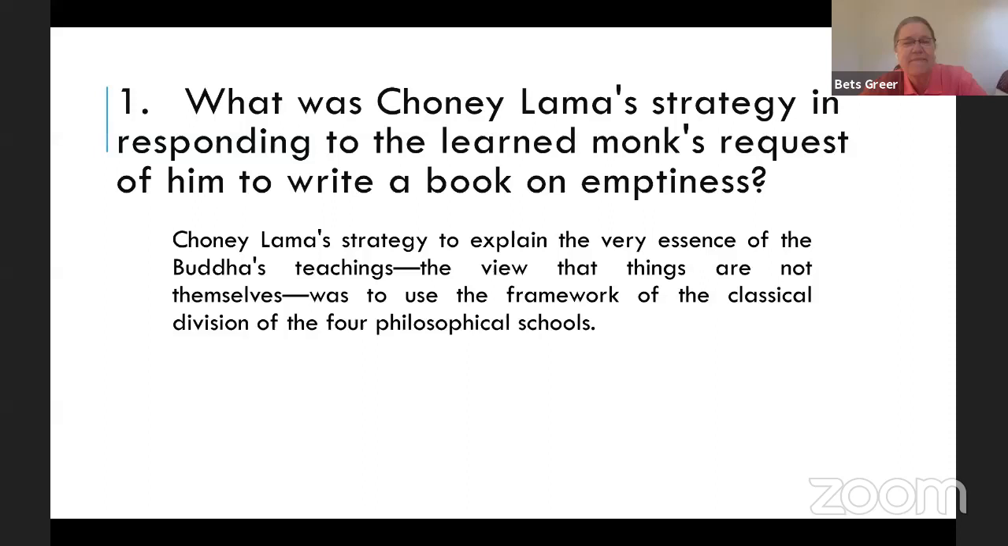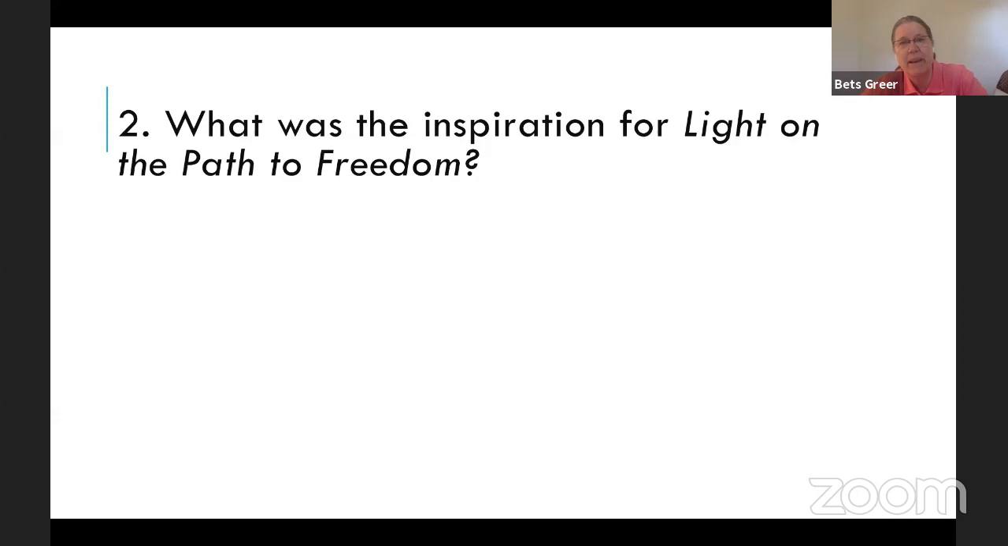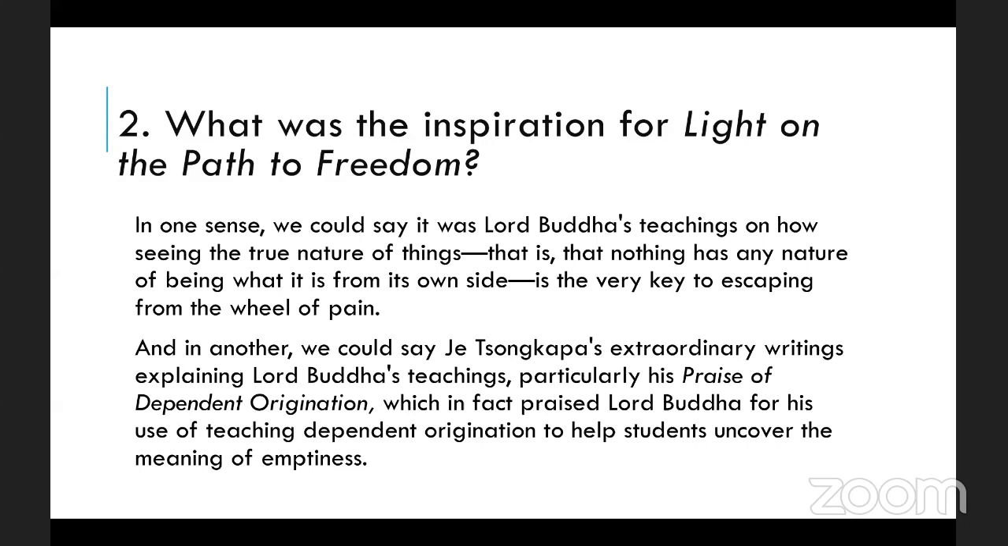So what was the inspiration for Light on the Path to Freedom? But what did the learned monk just do? In one sense, we could say it was Lord Buddha's teachings that the very key to escaping from the wheel of pain is to see directly that nothing has any nature of its own. But the learned monk had just finished studying Je Tsongkhapa's Praise of Dependent Origination. And he wanted more. His praise of dependent origination really was his praise of Lord Buddha's teachings on emptiness, but using dependent origination to help students uncover the meaning.